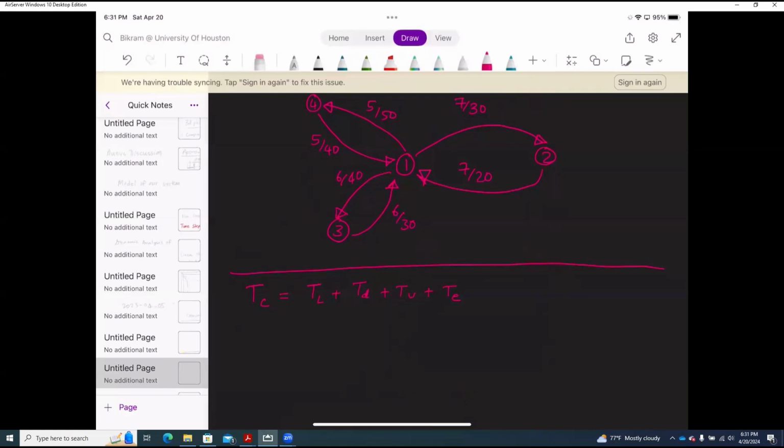So out of these, we have this is 0. These two are 1 and 1.